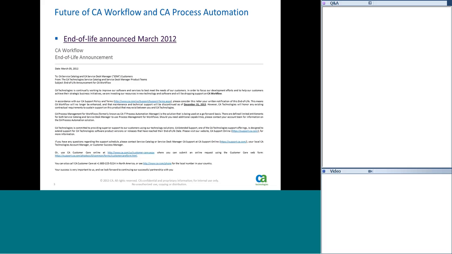So with that said, it would be in your best interest to get your workflows converted from CA workflow to CA process automation by December 31st, for the reasons I just stated, primarily because CA workflow is no longer going to be supported as of that date. You can absolutely run your current workflows using CA workflow, but you're not going to be able to get support for it as of this date. So obviously that's a risk. So we would recommend performing this conversion by this date.